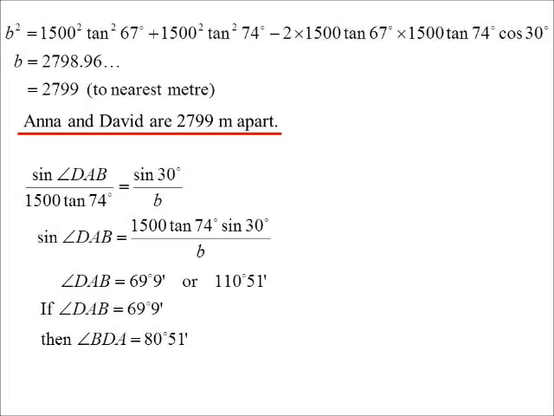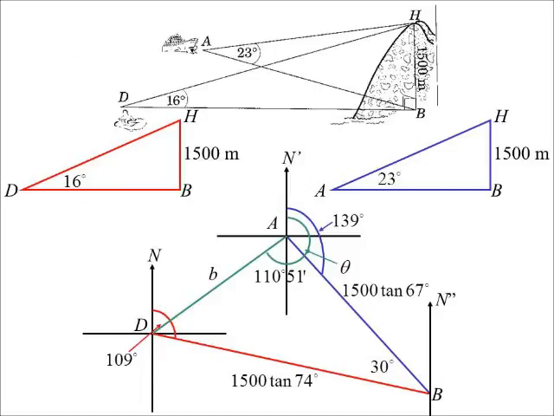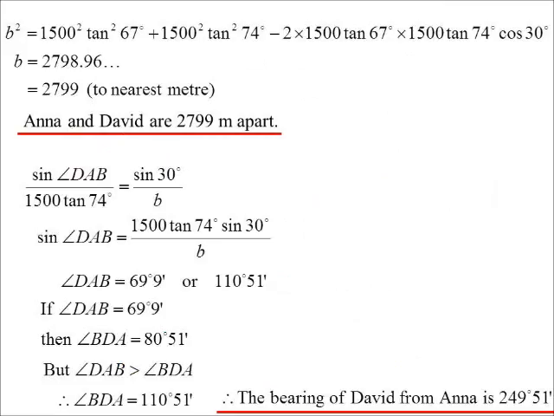But what I do know, I haven't got it up here, but if you have a look at the diagram, angle DAB has got to be bigger than BDA. So therefore it must be the obtuse one, it can't be the acute one. So we now know that one's 110.51. I can add it to the 139 and we get our bearing, 249.51.